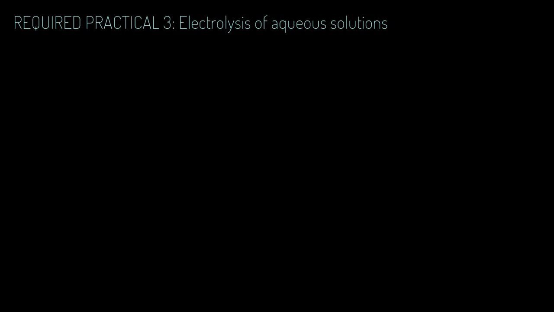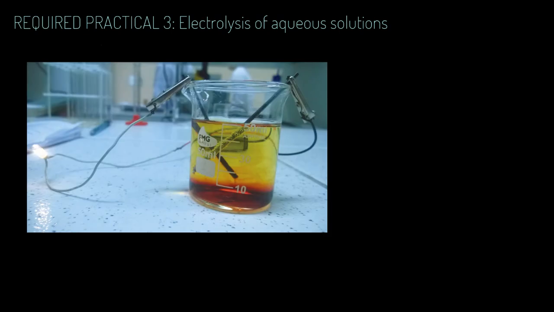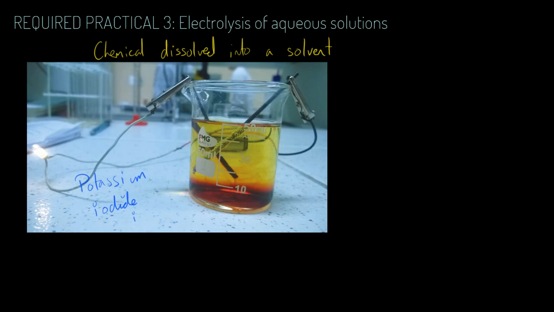So let's talk about the electrolysis of aqueous solutions. What do I mean by an aqueous solution? I mean that there is a chemical dissolved into a solvent. Most commonly this is water. So this example here that I've got a nice photo from Wiki Commons about, this is potassium iodide in water.